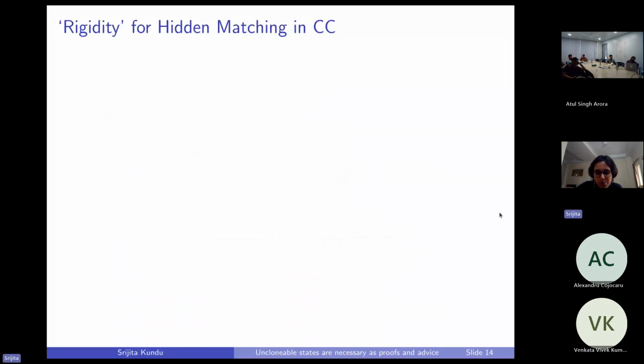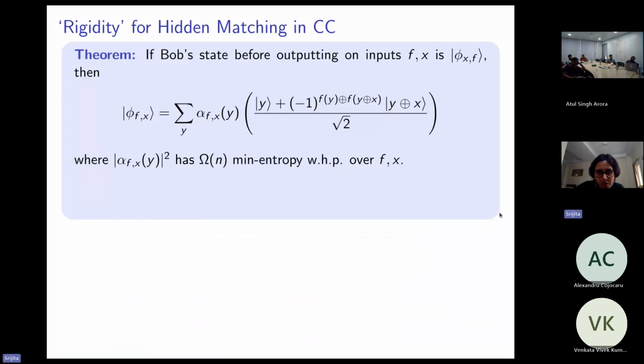Now I said the first step of our proof is going to be proving a rigidity result. So what do we mean by this in the hidden matching case? We prove this theorem. Suppose for Alice's input f and Bob's input x, the state of Bob just before he does the final measurement before outputting is phi x comma f. We show that phi x comma f must be of this form, a superposition with some coefficients alpha f,x that depend on f and x.